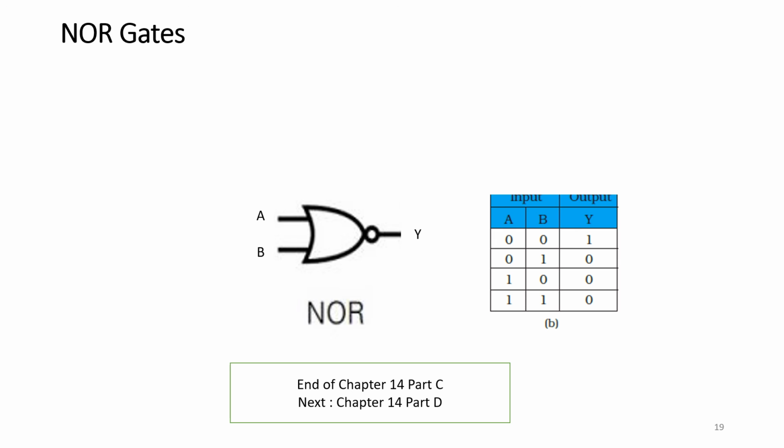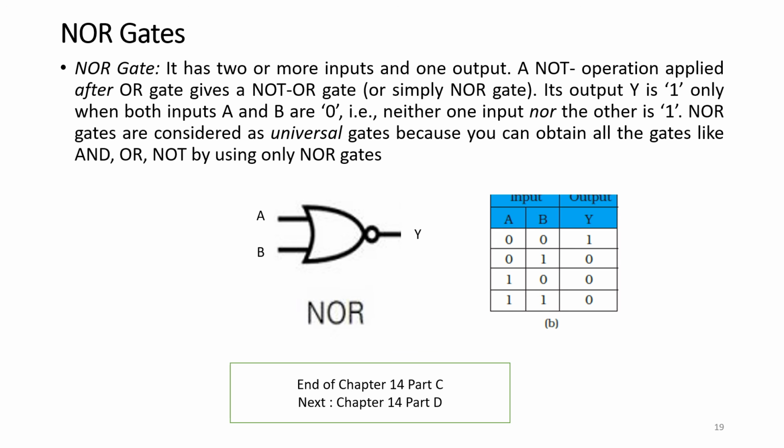NOR gate. The NOR gate is shown in the diagram. It has two or more inputs, and this is the symbol of an OR gate and this is an inverter. Inverter of an OR gate, that is a NOR gate. NOR gate has two or more inputs and one output Y. A NOT operation applied after an OR gate gives a NOT of an OR gate. That is a NOR gate.